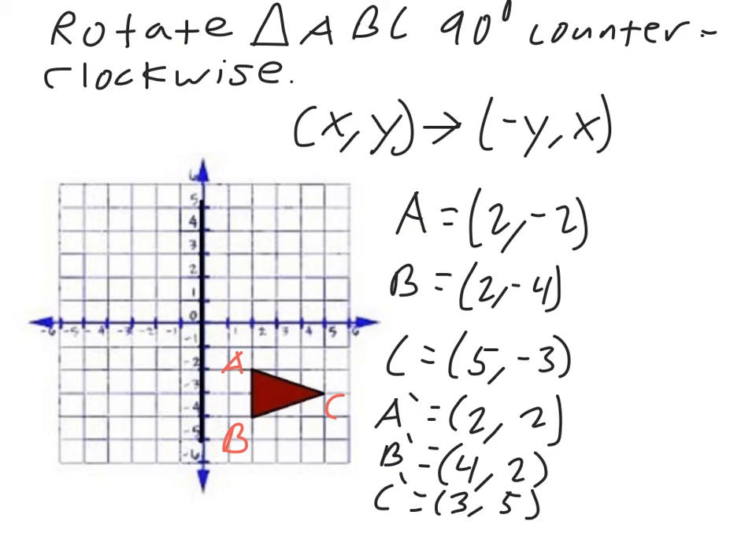And now all we do is take those points and plot them to make our image. So here we have our points A prime, B prime, and C prime after rotating the triangle 90 degrees counterclockwise about the origin. Now we just connect the points with lines, and we have our image. So that's all it is with rotations.